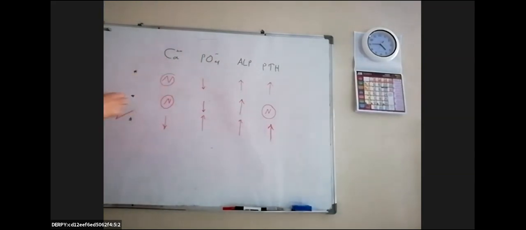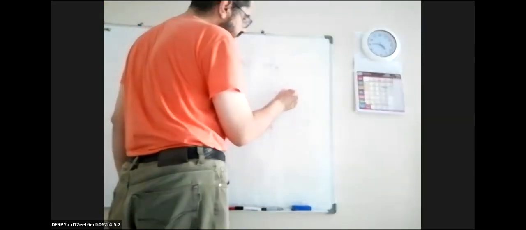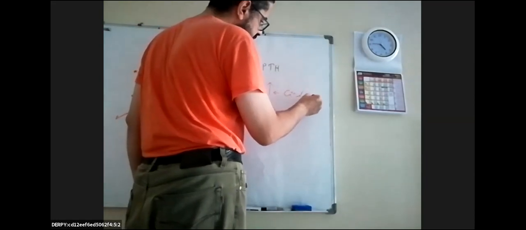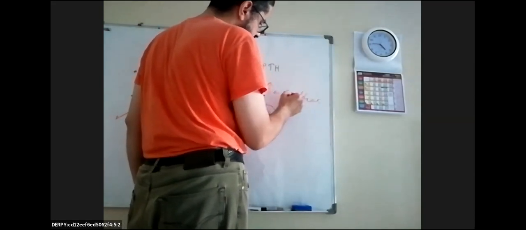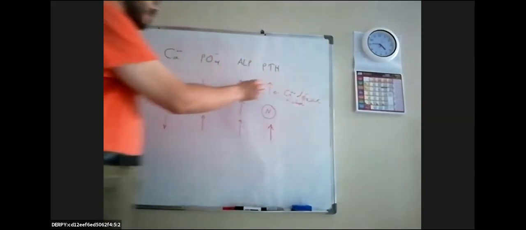What about the first one and second one? Which one is nutritional? First or second? So this one is calcium deficient. The nutritional is here. This is calcium deficient rickets. This is the nutritional one.